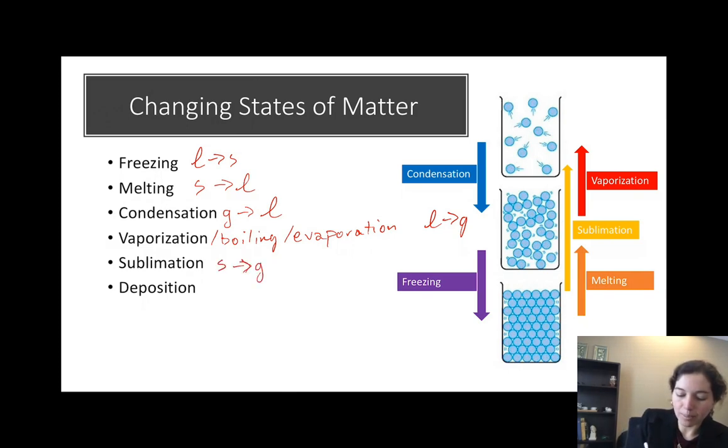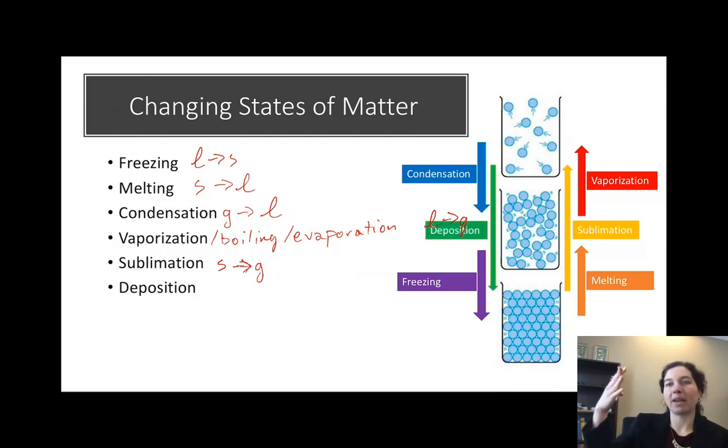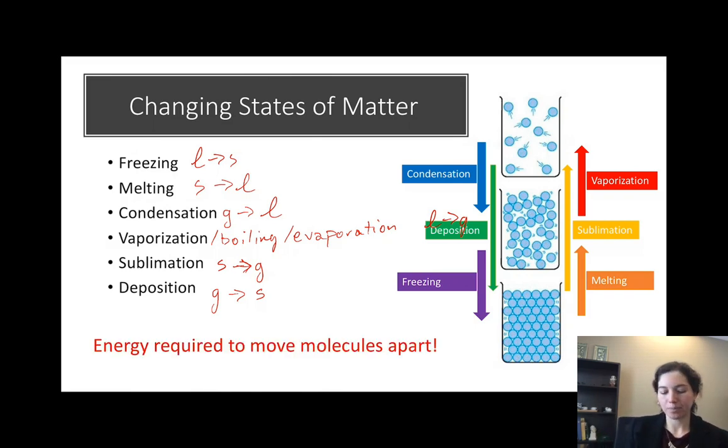I'm going to show you an example of this. And then deposition is the opposite. We go straight from a gas to a solid. And very few elements naturally exhibit this. Oftentimes we have to manipulate a substance in order to get it to do this. Okay, and we already talked about that. That's in another topic, so we won't talk too much about that now.